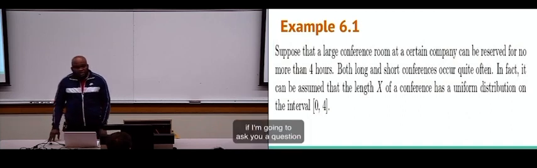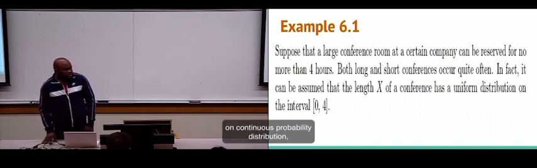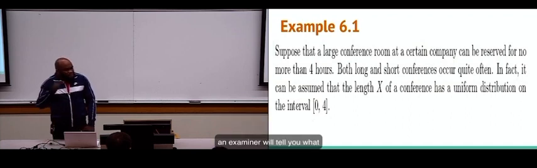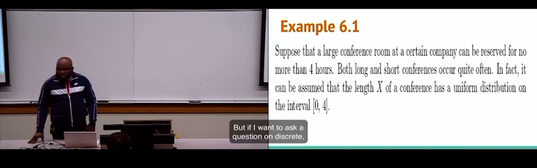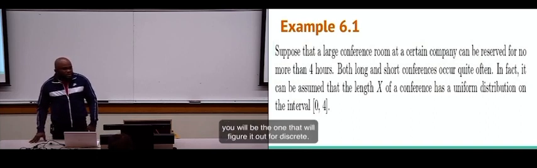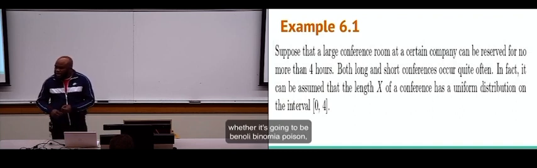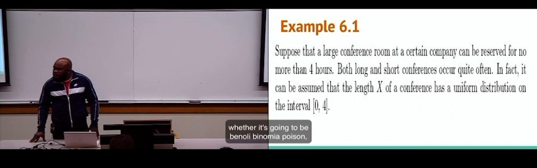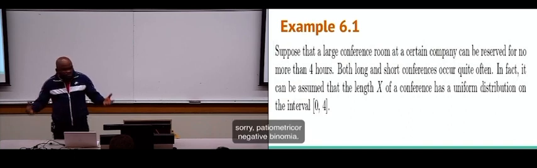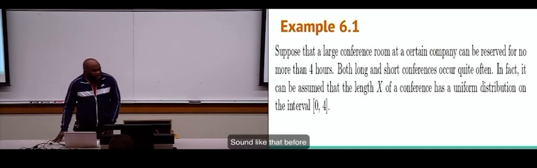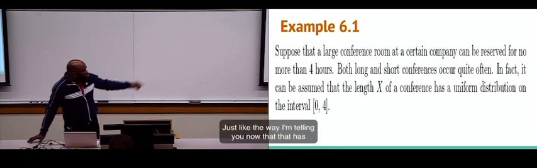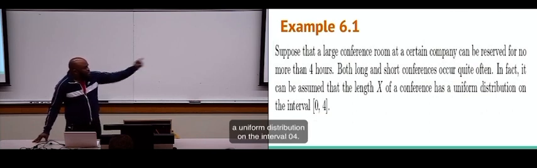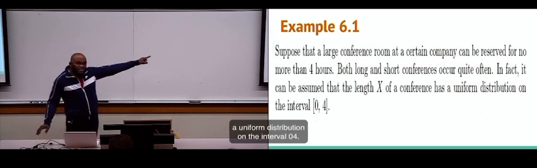Now, let me tell you this. In an exam, if I ask you a question on continuous probability distribution, the examiner will tell you what kind of continuous probability distribution. But if I ask a question on discrete, you will be the one to figure out whether it's Bernoulli, binomial, Poisson, hypergeometric, negative binomial, and so on. But for the continuous, the examiner is going to tell you, just like I'm telling you now, that it has a uniform distribution on the interval 0, 4.